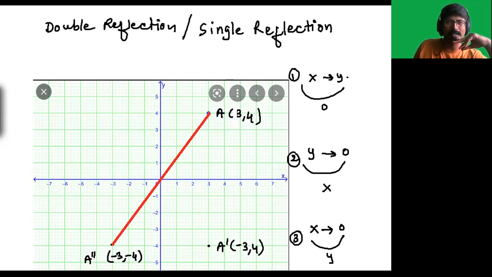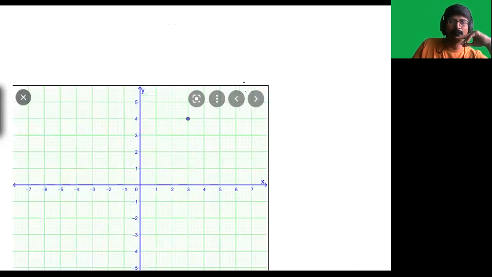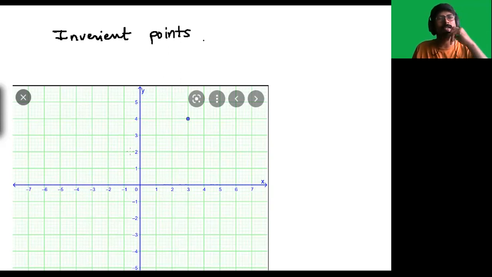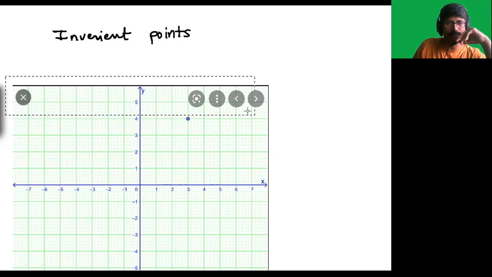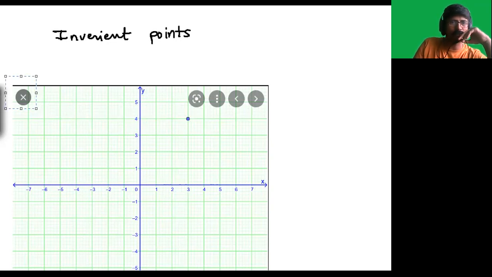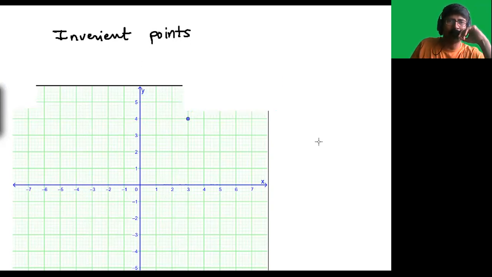Let's move ahead, guys, with the next concept, called invariant points. Keep writing, guys. What do you mean by invariant points? Invariant points are points that do not change after reflection. What do you mean by that? They do not change. Think. What exactly happens when they do not change after reflection?